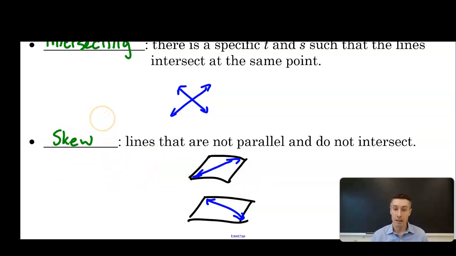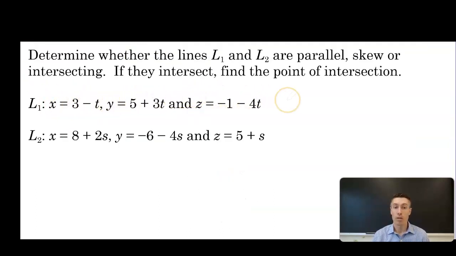So algebraically, how do we determine whether a set of 2 lines are parallel, intersecting, or skew? Let's look at that. Determine whether the lines L1 and L2 are parallel, skew, or intersecting. If they do intersect, find the point of intersection. Okay, so let's start with the easy one, which is parallel, which means either their direction vectors are scalar multiples of each other or that the cross product of the direction vectors is the 0 vector.